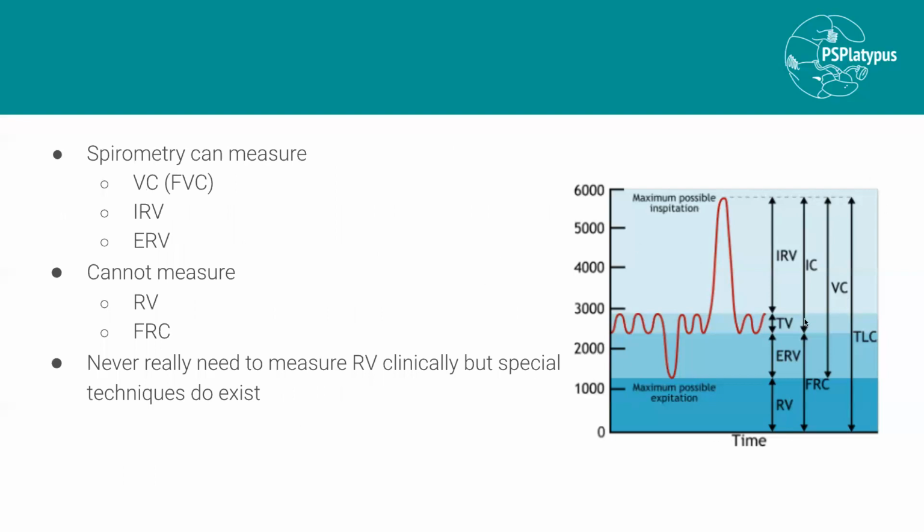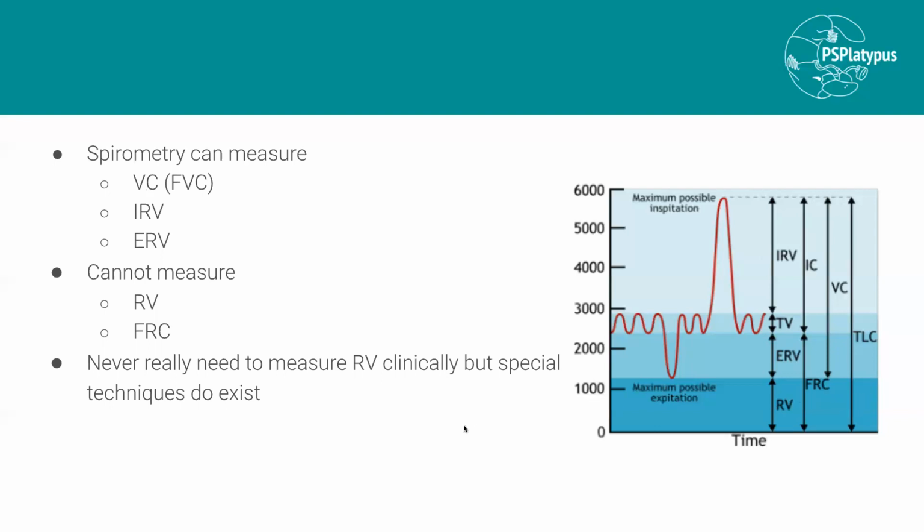Now, if we look at what spirometry can measure, I talked about the residual volume being a relatively theoretical value since we can't really measure it. Anything below the maximum possible expiration, you can't really measure in spirometry because that's the amount of air left in your lungs. So you can measure anything above that: your vital capacity, your inspiratory reserve volume, your expiratory reserve volume, your tidal volume. All of this can be measured just through that tube on the computer. You can't measure anything below that: your residual volume, your functional reserve capacity, your total lung capacity.